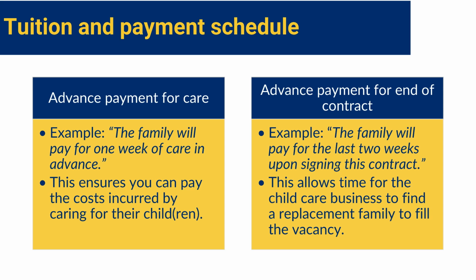However, sometimes families do not give that 2-week notice, and other times the business may need to end the care arrangement more quickly. By requesting payment upon signature for 2 weeks or whatever time frame makes the most sense for your business, you can more easily sustain a sudden vacancy until another family can take the place.